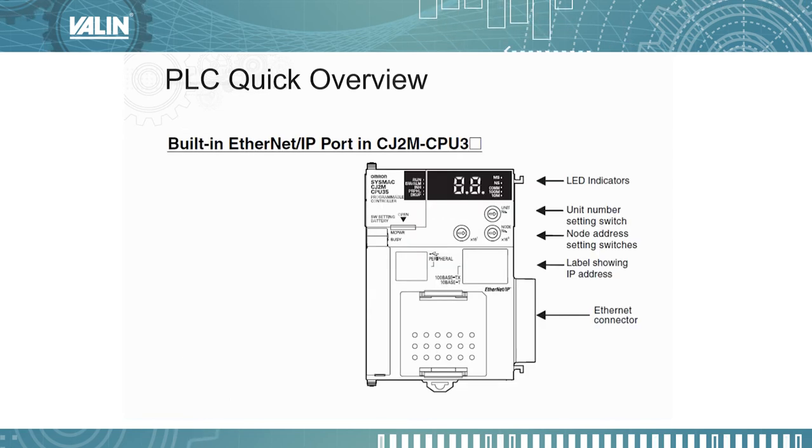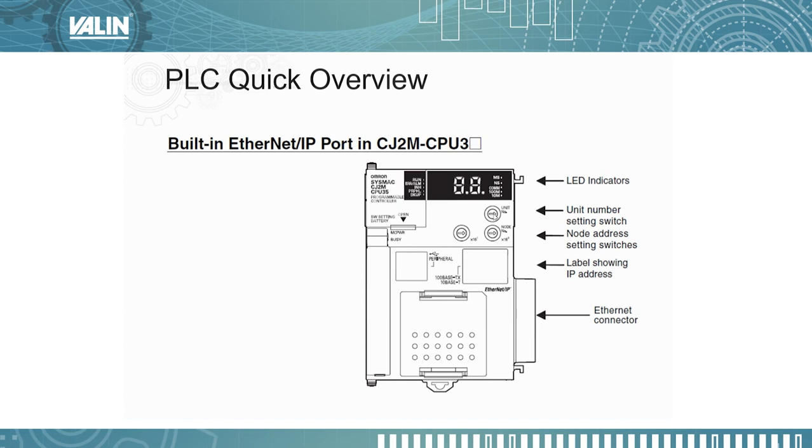Just an overview of the PLC. This is the CJ2M CPU 3 type, and the CPU 3 type has an Ethernet IP port built in. There's an Ethernet connection on it. And the most important thing here are the switches. There are three rotary switches on the front of the CPU. This one at the top and the two at the bottom.